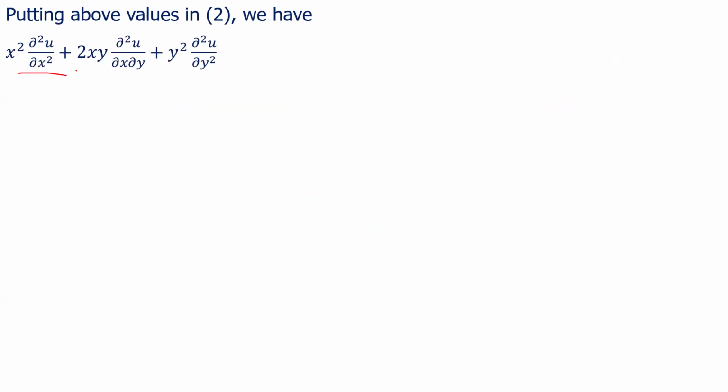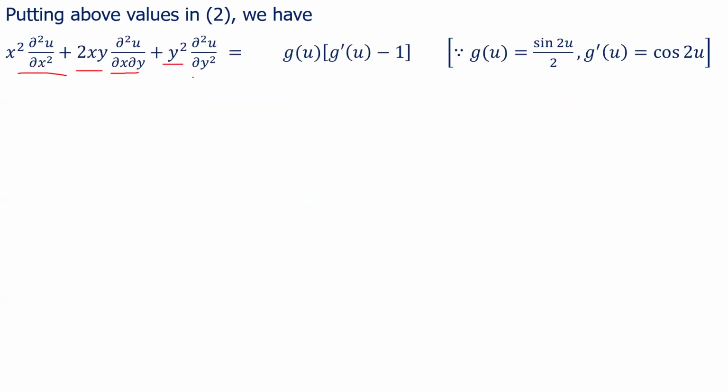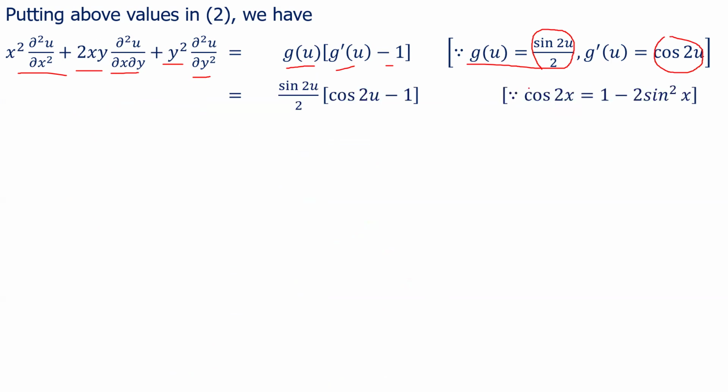Putting our values in equation number 2, we have x square del 2u del x square plus 2xy del 2u del x del y plus y square del 2u del y square, which is equal to g of u into (g dash of u minus 1). g of u is sin 2u upon 2, g dash of u is equal to cos 2u. So let us put over here sin 2u upon 2 times (cos 2u minus 1).